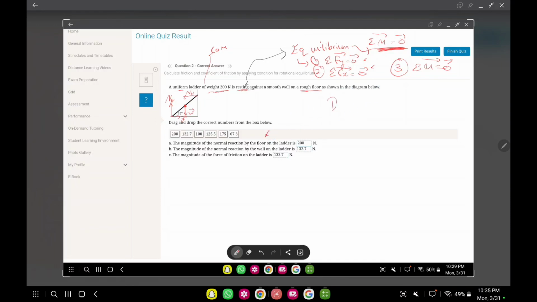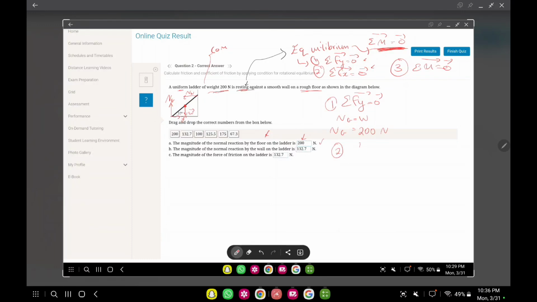Okay, let's start with sigma Fy equal to 0. Let's see, what are my vertical forces? N_g and W. So N_g is equal to W. What is W equal to? The weight is 200 newtons. So we found that the normal reaction of the ground, the push by the floor on the ladder, is 200 newtons, and that's actually what they're asking for in part A. So we finished part A.